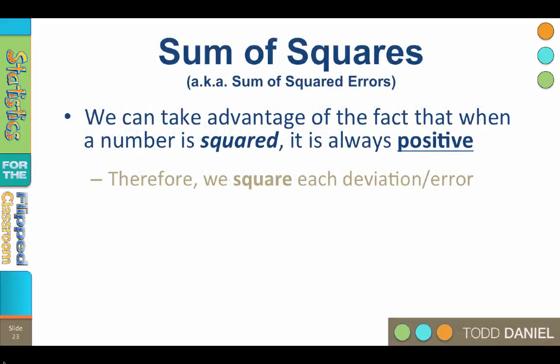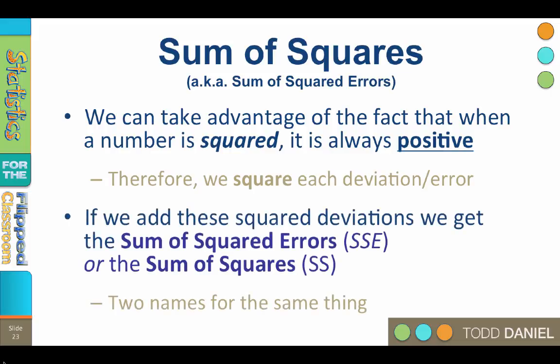Enter the sum of squares. We can take advantage of the fact that when a number is squared, it is always positive. We will square the deviation scores. Remember, they're also called errors. And then we will add up the squared deviations or errors to get the sum of squared errors, or the sum of squares, 2 names for the same thing.